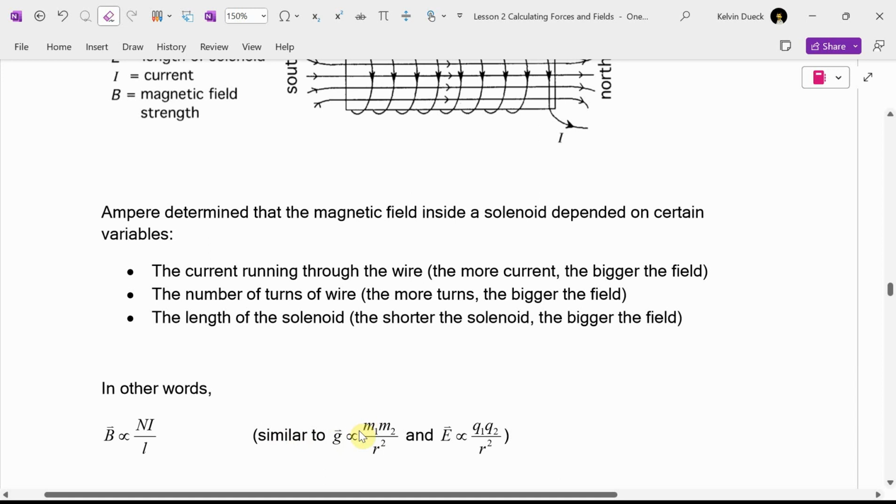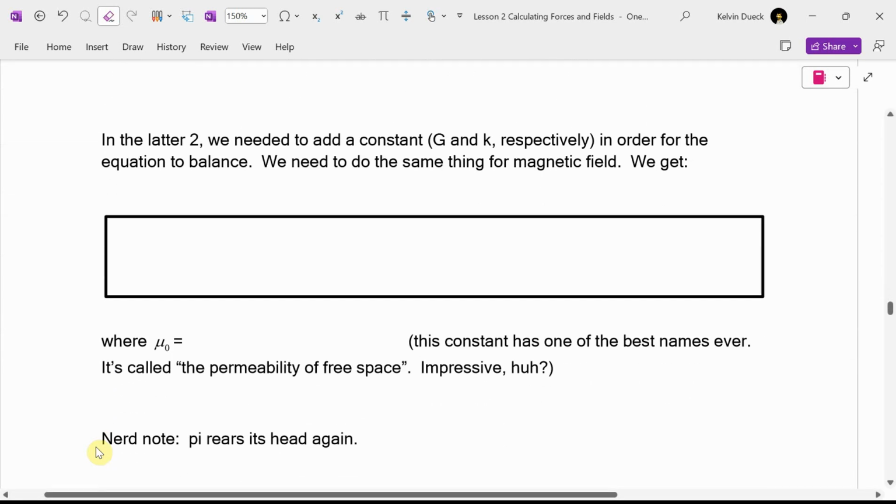But in the same way that we needed to put a constant big G right here to get an answer in newtons per kilogram, in the same way we needed to put a letter k, 9 times 10 to the ninth, right here to get an answer in newtons per coulomb, we're going to need a constant right here to get an answer in Teslas. And I'm going to introduce you to perhaps the coolest named constant of all time. So we get this. The magnetic field from a solenoid is equal to mu with a subscripted 0, N times I over L.